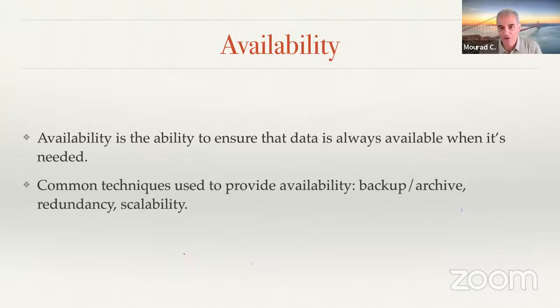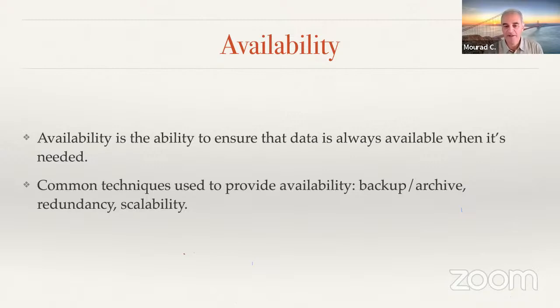The third data protection goal is availability. Availability refers to the ability to ensure that data is always available when it's needed, right? So it's not only important to protect data against malicious actors. We don't want them to view the data, and we don't want them to change the data in an unauthorized way, but we also want to access our data when we want to, right?